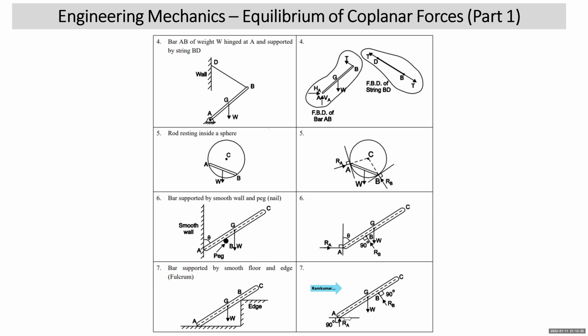The bar is supported on horizontal floor, which will exert normal reaction. Smooth floor will exert normal reaction, and this edge, which is junction of horizontal and vertical plane, will also exert normal reaction towards the body. We should remember that the edge or the fulcrum, if the bar is in its contact, will exert normal reaction towards the body. As you can see, RB is towards the bar and it is perpendicular to the bar.